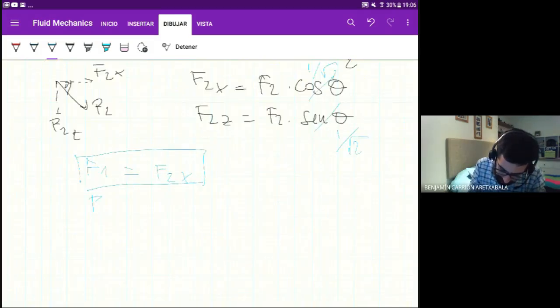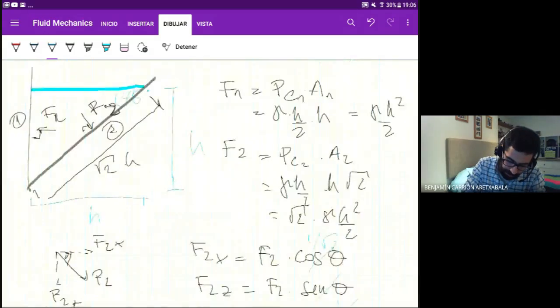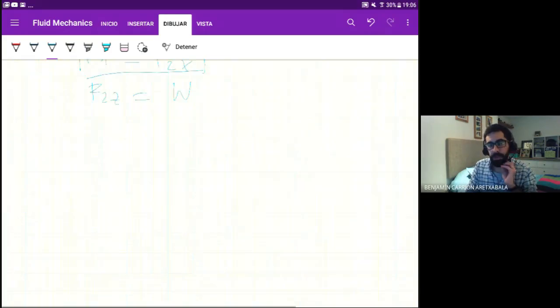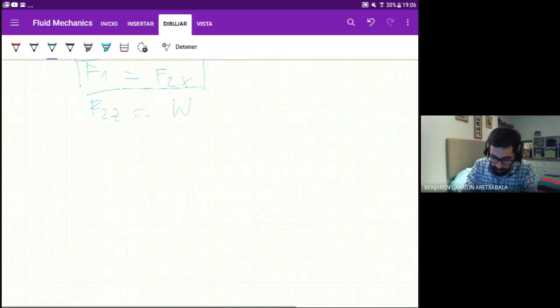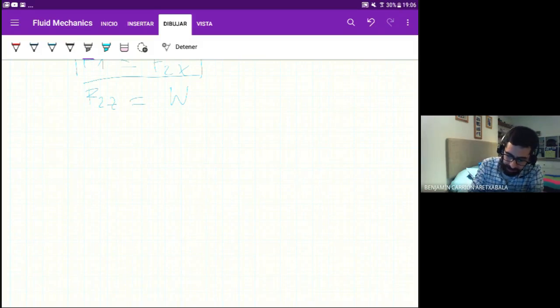F2y should be equal to the weight of the water, so it should be equal to this volume times gamma. I'm going to leave you to prove that. But it has to be, because otherwise it wouldn't be in equilibrium. Okay, I hope that's clear. Moving on to the final point, which might be a bit dense.